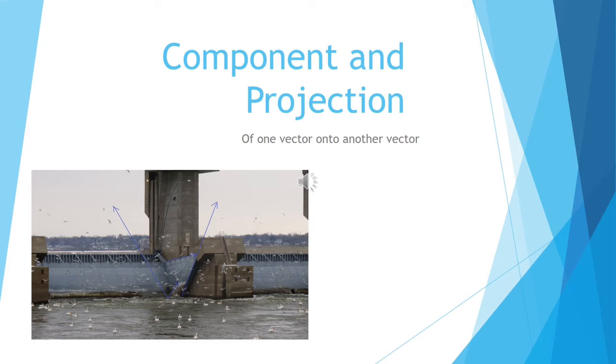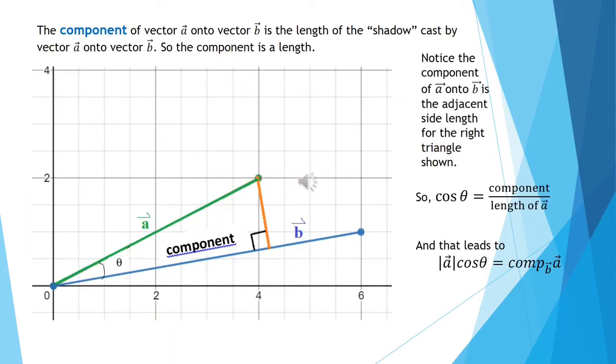In this video, we'll be going over the component and projection of one vector onto another vector. The component of vector A onto vector B is the length of the shadow cast by vector A onto vector B. So the component is a length. It's actually the length of the adjacent side of the right triangle formed between the two vectors.